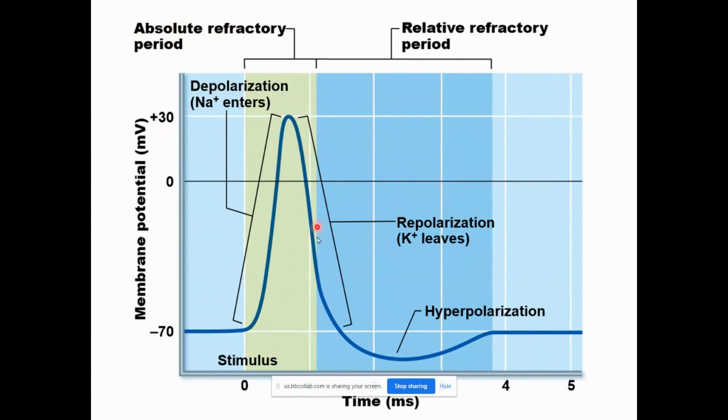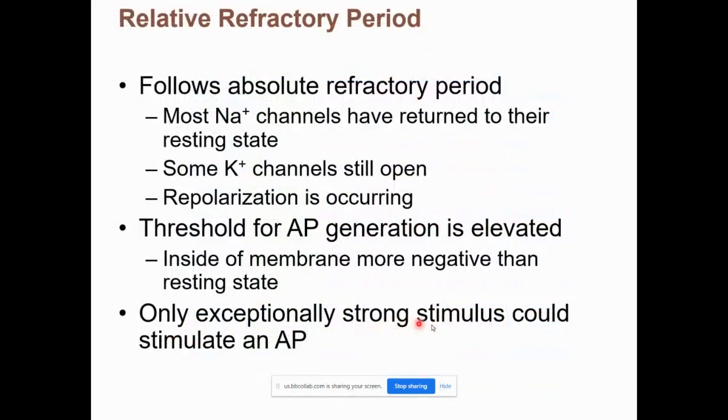This area in dark blue, where you have the hyperpolarization, is the relative refractory period. That means that you can have another action potential right here if you want to, but it's just going to be more difficult to do so because we're more negative during hyperpolarization than the resting membrane potential, right? So absolute refractory, no action potential possible. Relative refractory, it is possible. You just need a really strong stimulus for it to happen, right? Only an exceptionally strong stimulus can stimulate one.